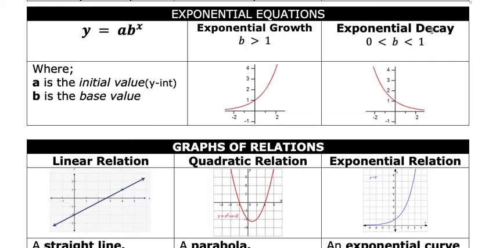And exponential decay, whenever we have a value between 0 and 1, we get a product that would be smaller than the original value. And that's why we see gradually decreasing, and it has a horizontal asymptote, meaning it approaches but doesn't cross a specific value.